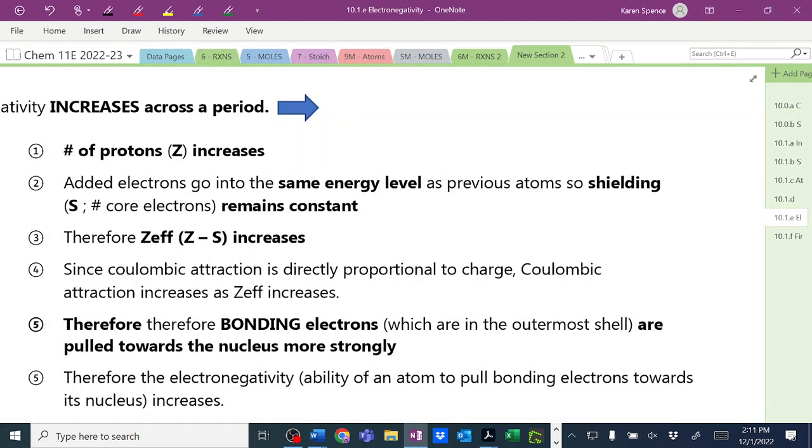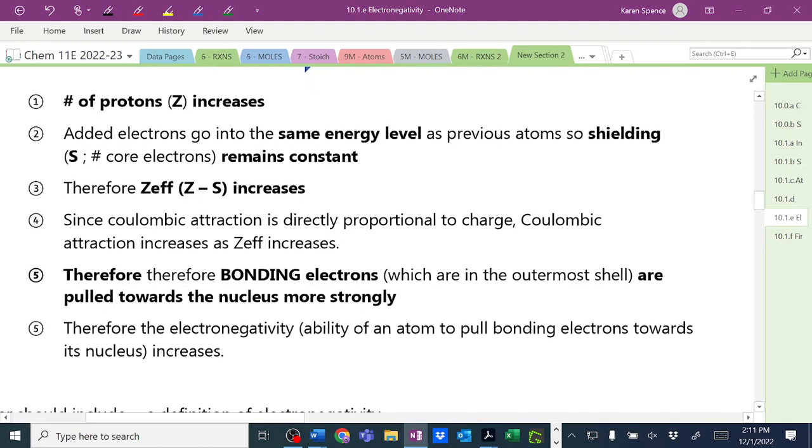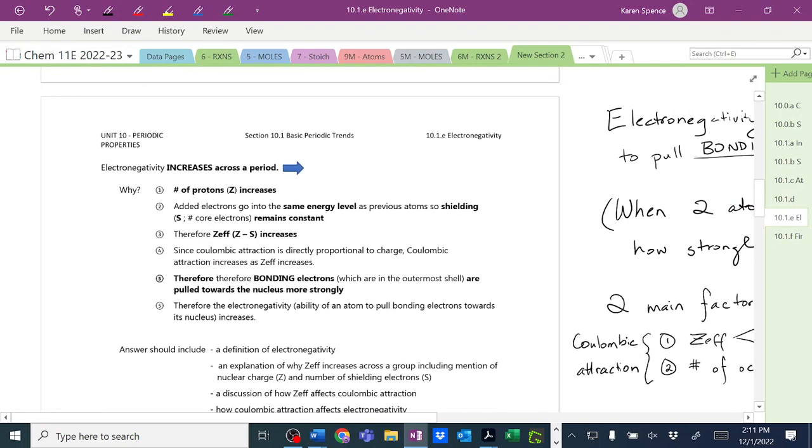So the shielding, S, core electrons remains constant. Therefore, Zeph, which is Z minus S, increases. Since Coulombic attraction is directly proportional to charge, Coulombic attraction increases as Zeph increases. Therefore, bonding electrons are pulled to the nucleus more strongly. Therefore, electronegativity, the ability of an atom to pull bonding electrons towards itself, increases. So I pretty much said the same thing. Not exactly the same words, but I feel like both of those would probably get full credit.